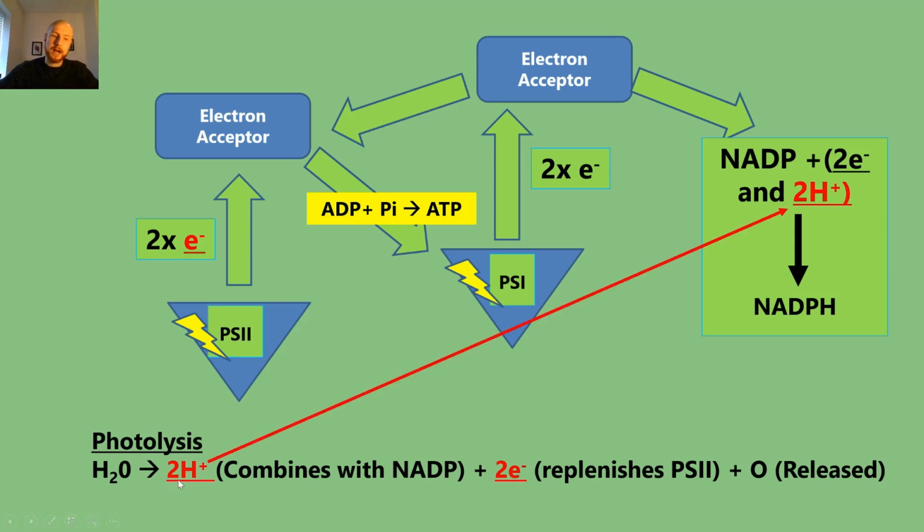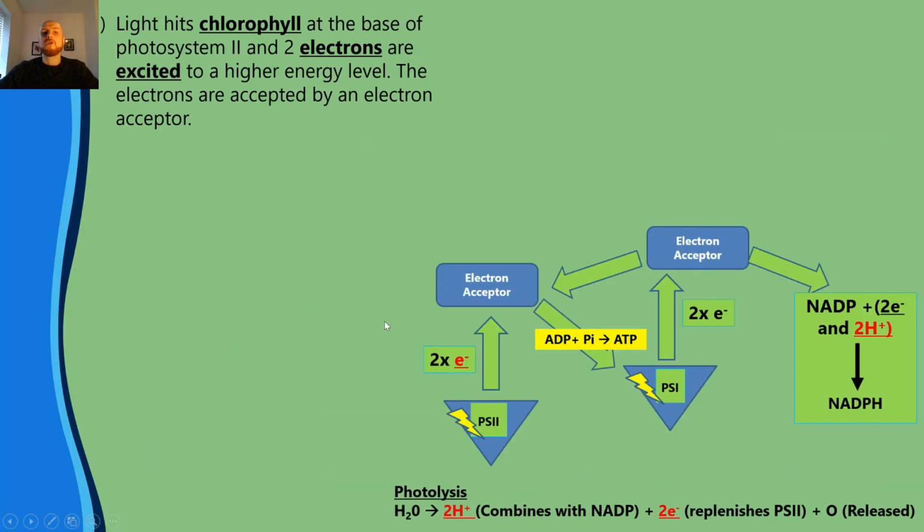Okay, so I've drawn an arrow here. We've got our 2 hydrogen ions from water combining with NADP, and we've got our 2 electrons combining with photosystem 2 to replenish those lost electrons. So let's go through it step by step, because like I said, guys, this is a difficult process. We've got to break it down.